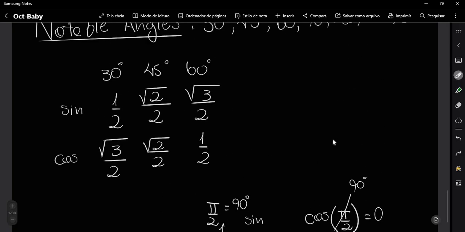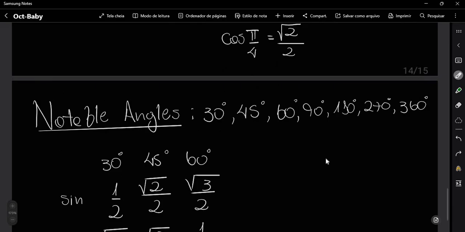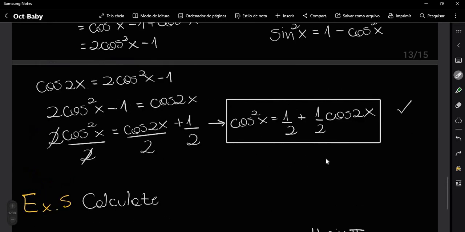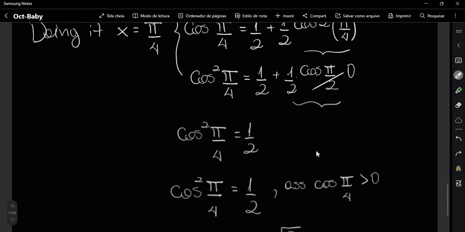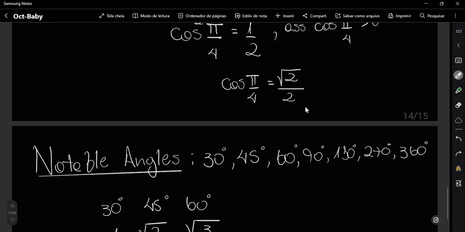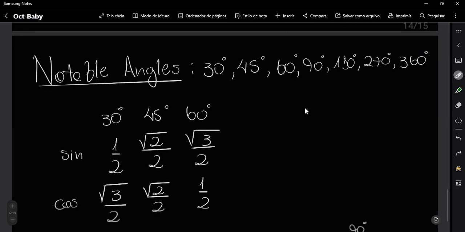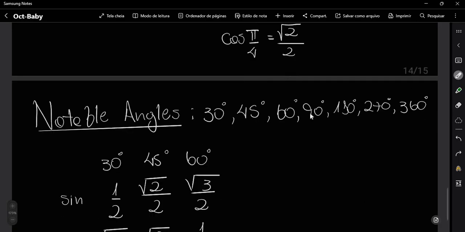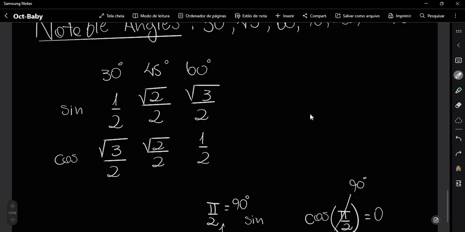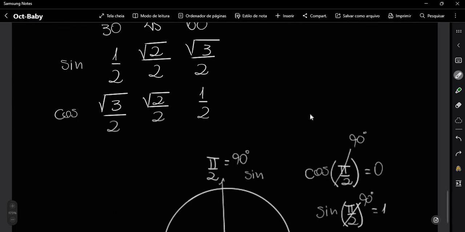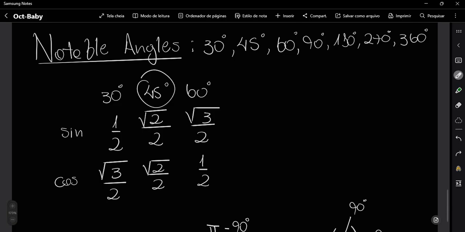Okay, so we just have calculated cosine of pi over 4. We know that it is square root of 2 over 2, which corresponds to a notable angle, 45.